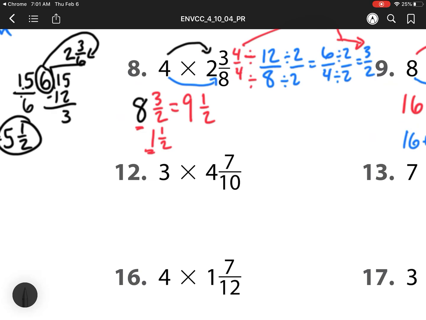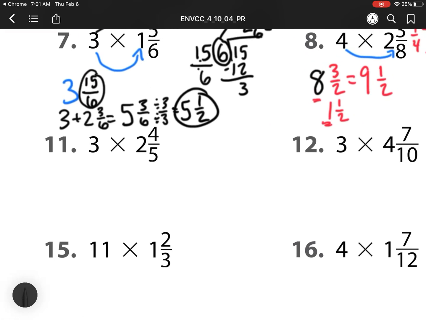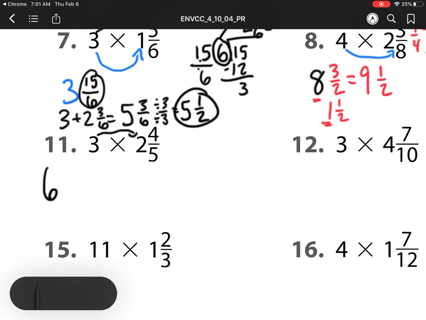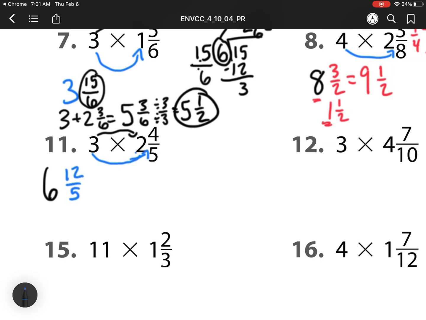Heading off to number 11. Again, I multiply my whole numbers. 3 times 2 is 6. And then I multiply my whole numbers by my fraction. So 3 times 4 is 12. Denominator stays the same. I know if I have 12 pieces, then I will have 2 wholes. 2 wholes would be 5 tenths, so I'm taking away 10 from 12, so I'd have 2 pieces left. And I need 5 to make a whole. So I have 6 wholes plus 2 and 2 fifths, which is 8 and 2 fifths.